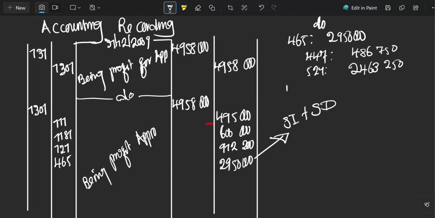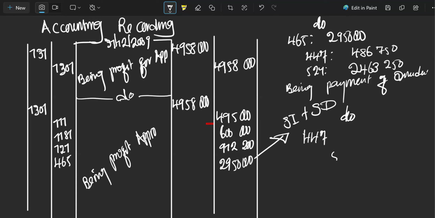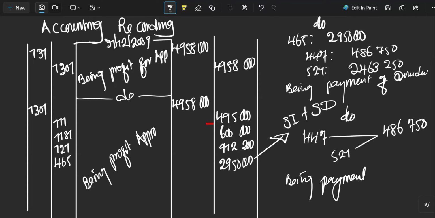This one is being payment of dividends to shareholders. So on the same day, the last transaction, we pay the tax. We debit 447 and we credit 521, with the amount of the tax, which is 486,750 francs. So this one is being settlement of tax, that is, payment of personal income tax.